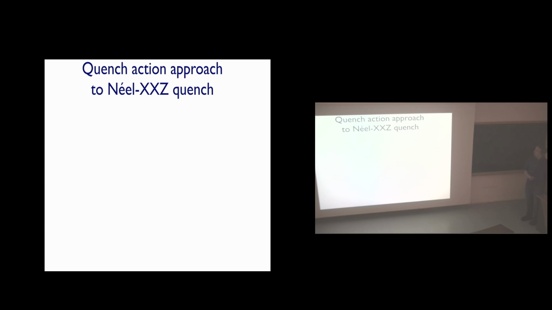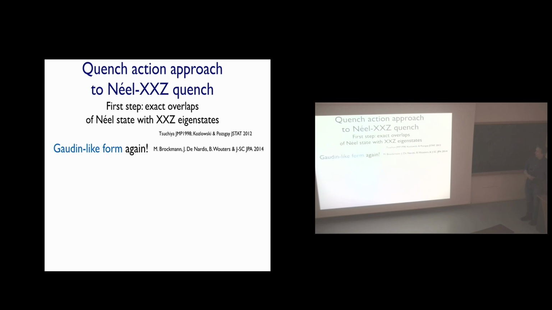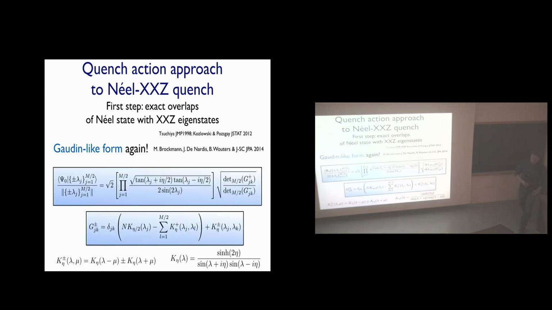So again, this is some stuff that we spat out a while ago. The exact overlaps of the Néel state with the eigenstates of XXZ again take a form which is reminiscent of the ones of the Lieb-Liniger, except that now you're on the lattice, and you can use some more refined treatments here to really prove that these are the correct things. So you get some monster here, but it's a completely known monster.